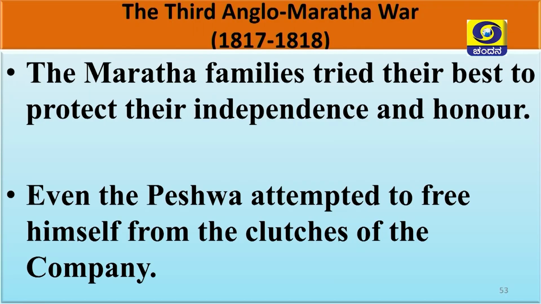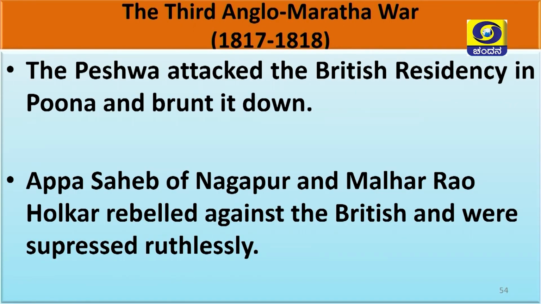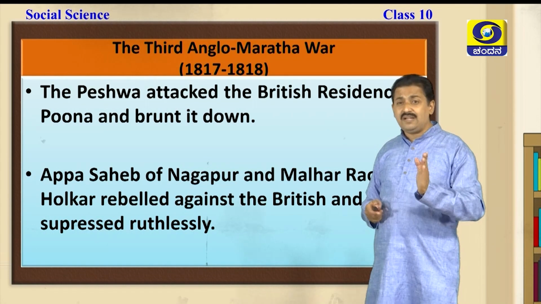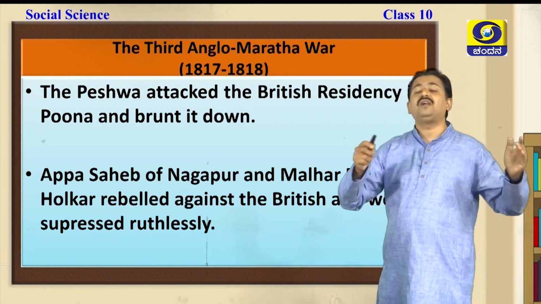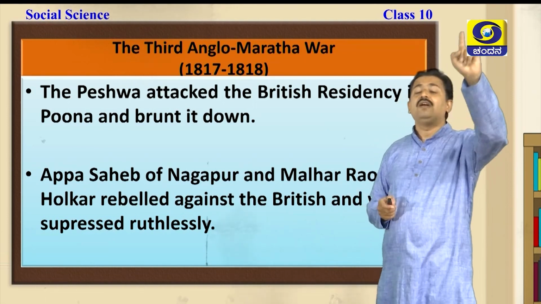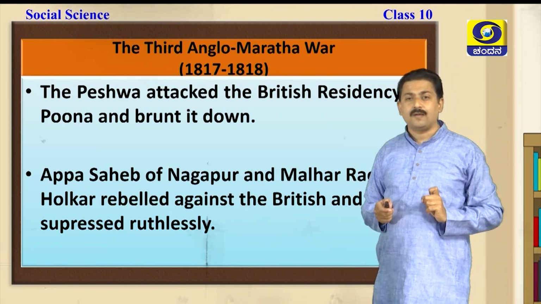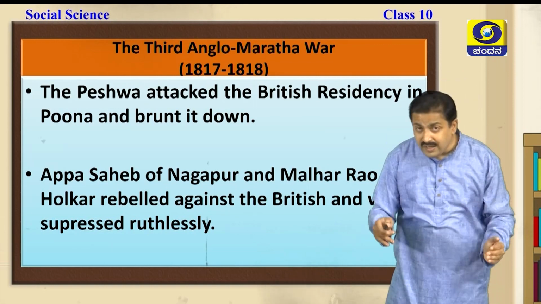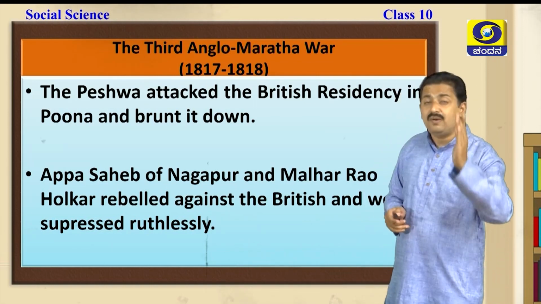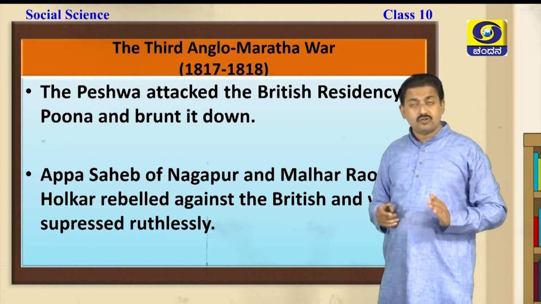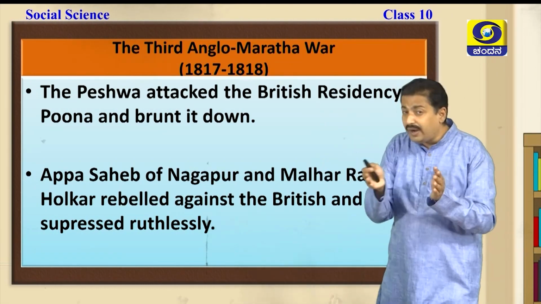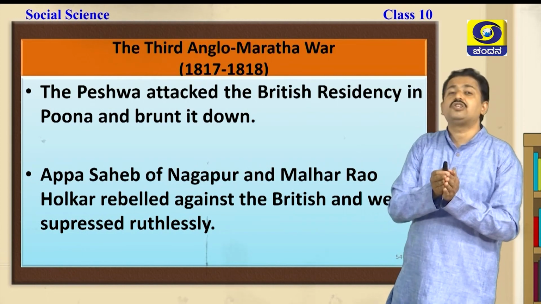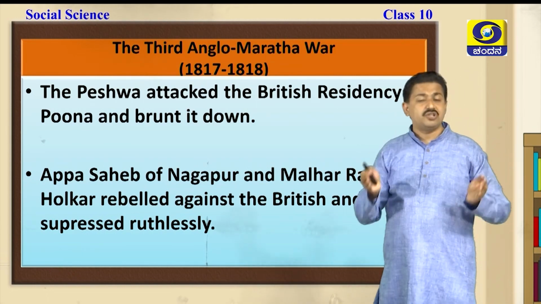Even the Peshwa attempted to free himself from the clutches of the Company. Therefore, what did he do? In the year 1817, he attacked the British residency at Pune and burnt it down. That is the beginning of the Third Anglo-Maratha War. Even subordinates like Appa Sahib of Nagpur and Malhar Rao Holkar rebelled against the British and joined hands with the Peshwa of Pune, that is Bajirao II.